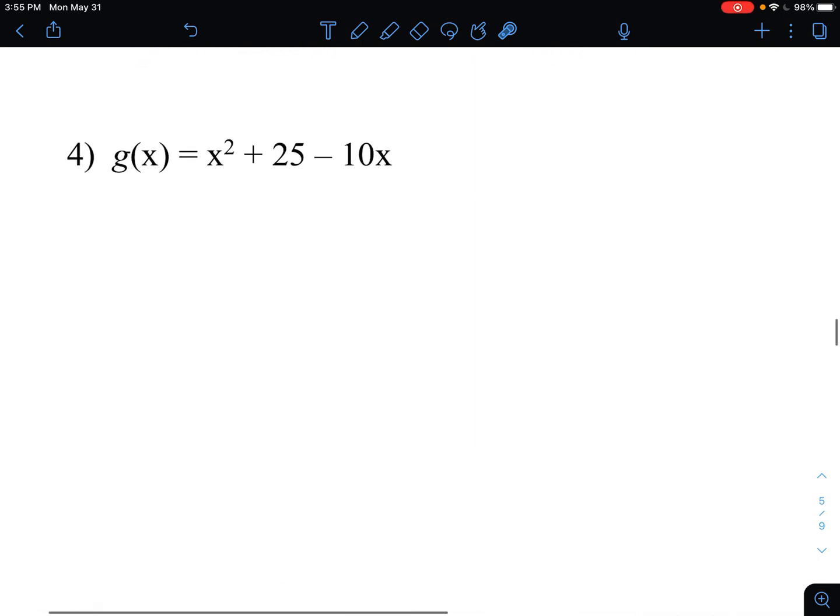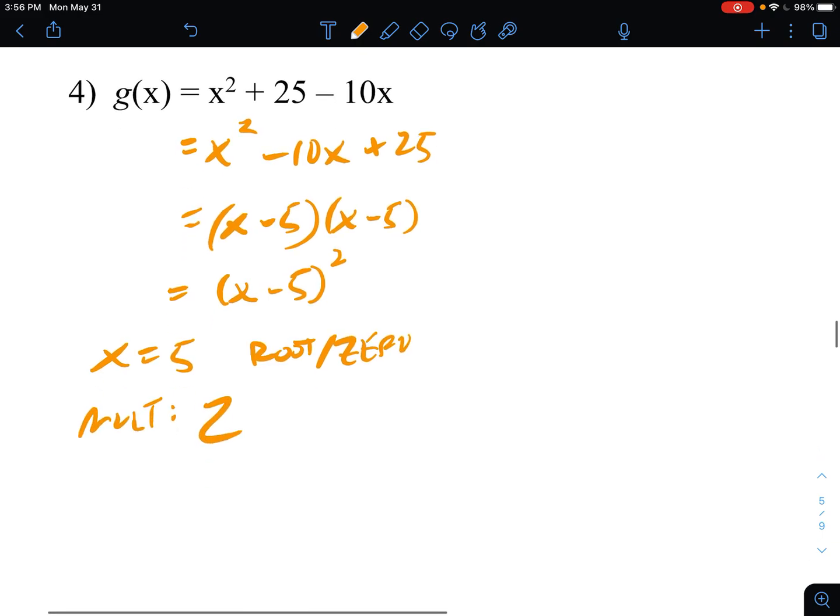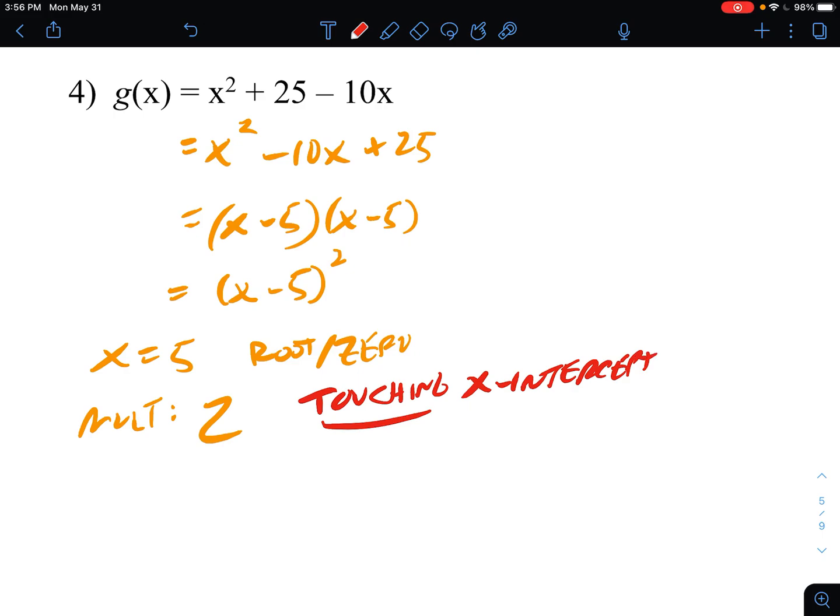Let's look at this one. We'll notice that the terms are not in the usual order. That's a bit of a trick, so we'll fix that. And we'll notice that this is x minus 5 times x minus 5, which is x minus 5 squared. So the x-intercept is 5. That's the root, or the 0. But it has a multiplicity of 2. That means that when we see the x-intercept, it's going to be touching. Even multiplicities correspond to x-intercepts where the graph touches the x-axis without crossing through.